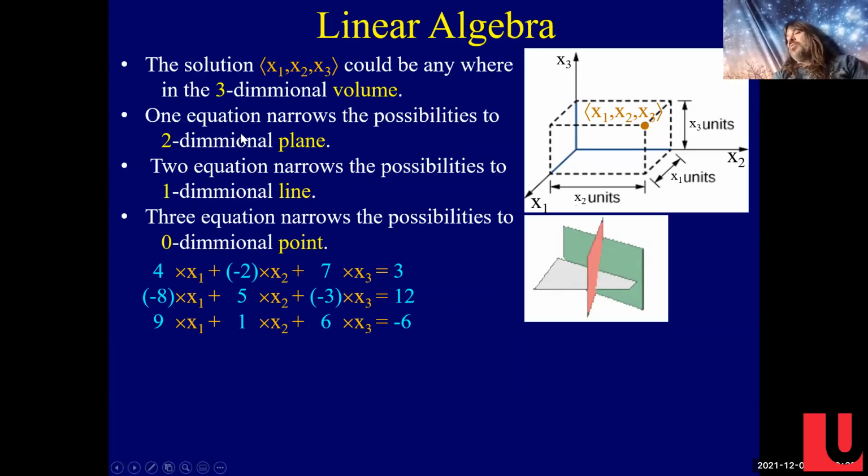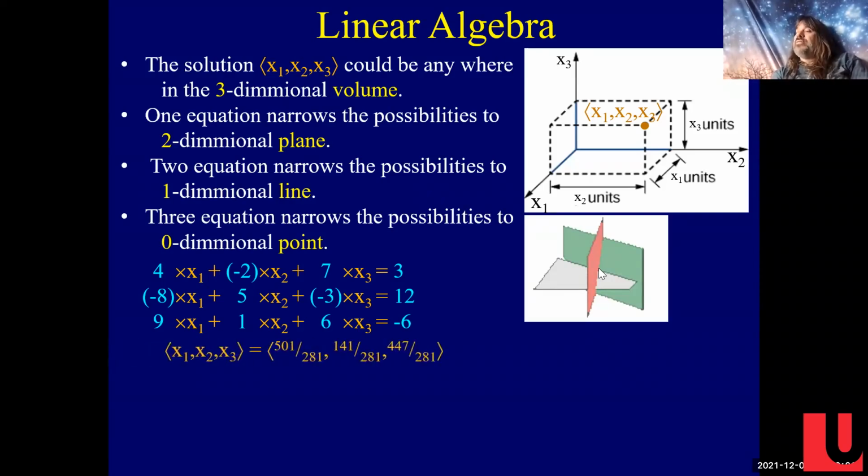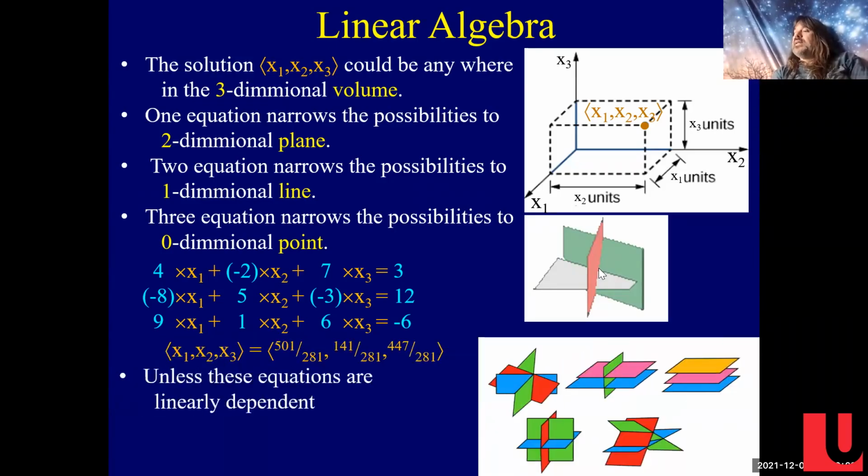and they all intersect in a point. And I guess what I'm saying here is if you have three dimensions and you add one equation, that brings you down to a two-dimensional plane. You bring in another equation, and that narrows you down to a one-dimensional line. And then you have another equation, and that brings you down to a zero-dimensional point. So this is all stuff that's good to know.